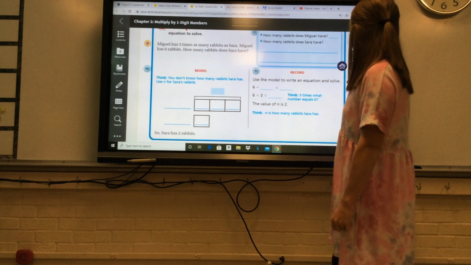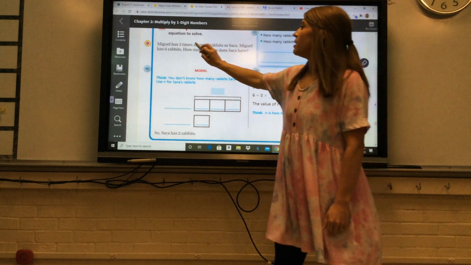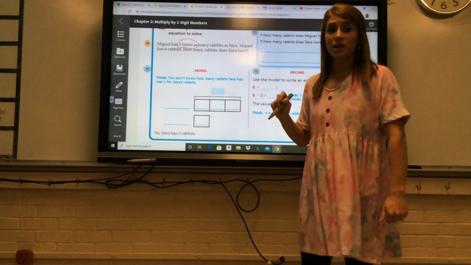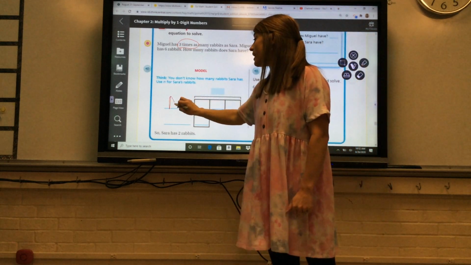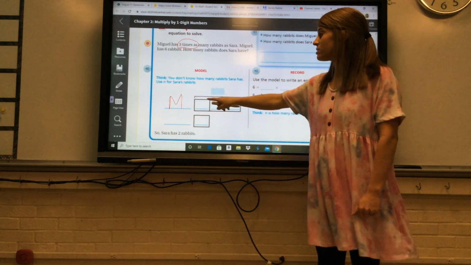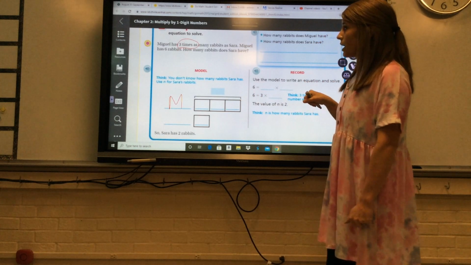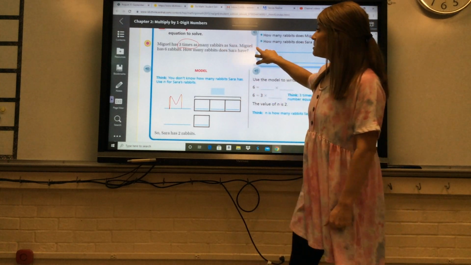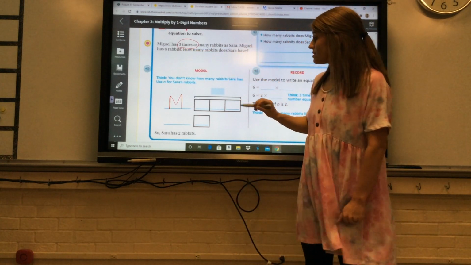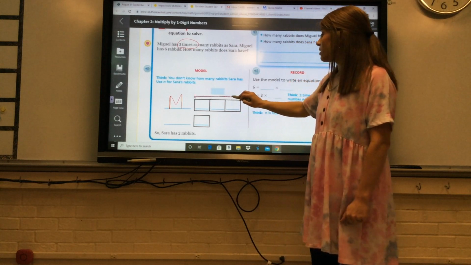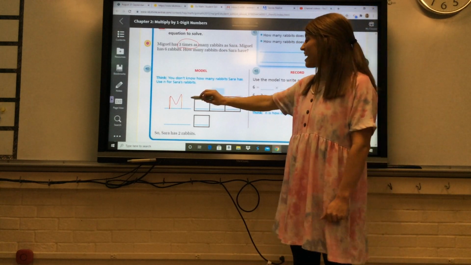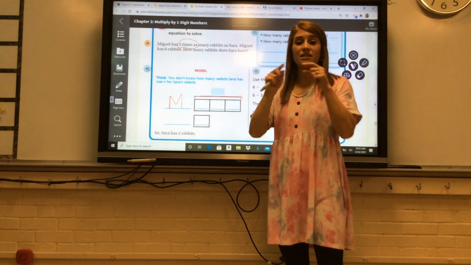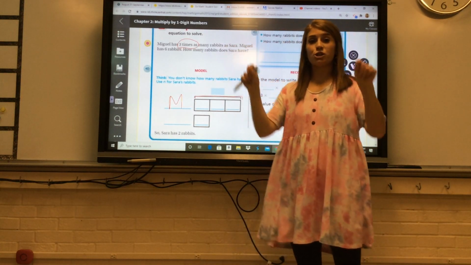So I'm going to put Miguel right here because he is the one that has, it doesn't want me to write on it today. There we go. Because it says that Miguel has 3 times as many. So I'm going to put an M for Miguel right here next to those 3 boxes. Okay? And then it says Miguel has 6 rabbits. So right here, those lines over those 3 boxes show that's how much that is total.